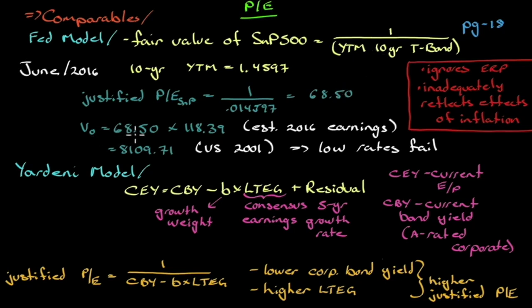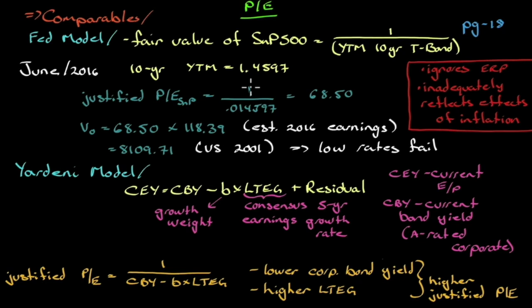Well, if we take the 68.5 times the estimated 2016 earnings of 118.39, we get to 8109, versus 2001, the level the index was at when I did this. And it should be trading at 8109, saying that the market is trading at 25% of its justified value. That makes no sense. But look what's in the denominator here. The lower the denominator gets, the higher the justified PE.